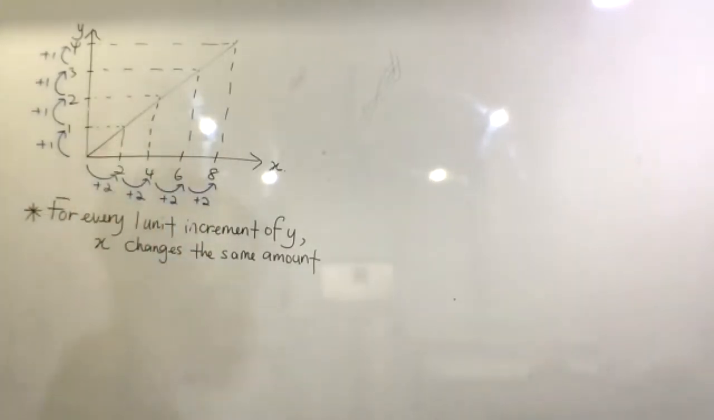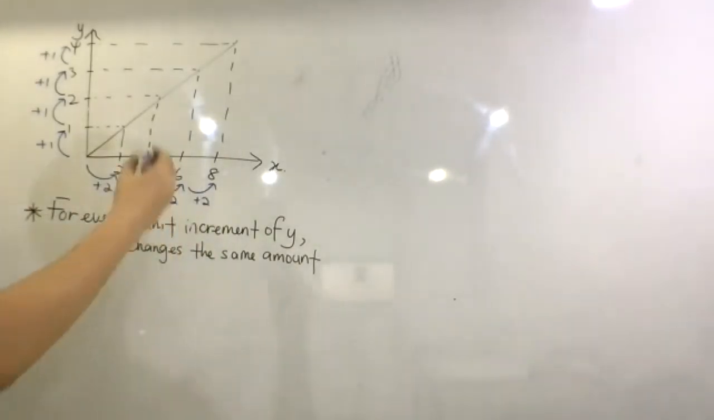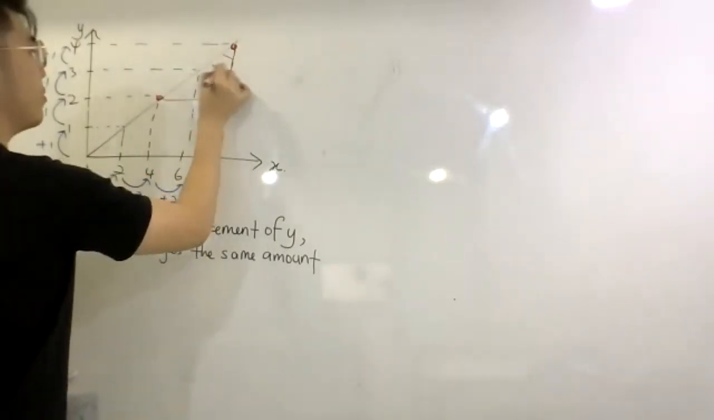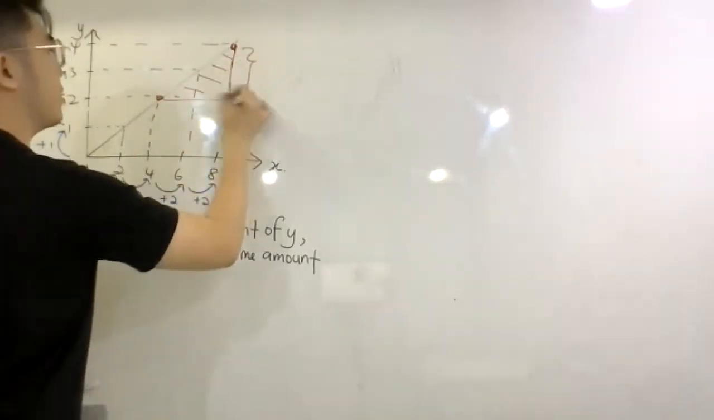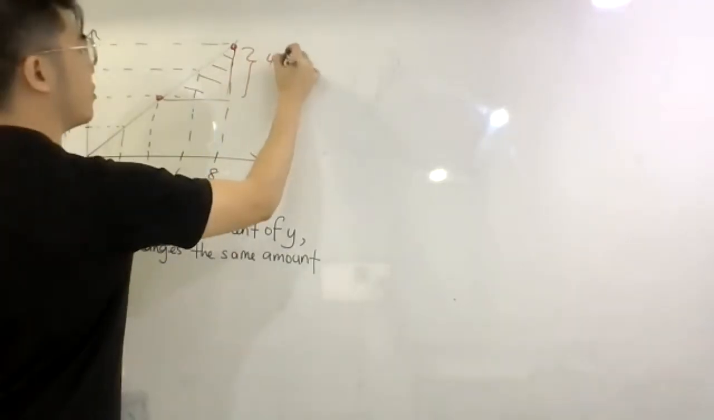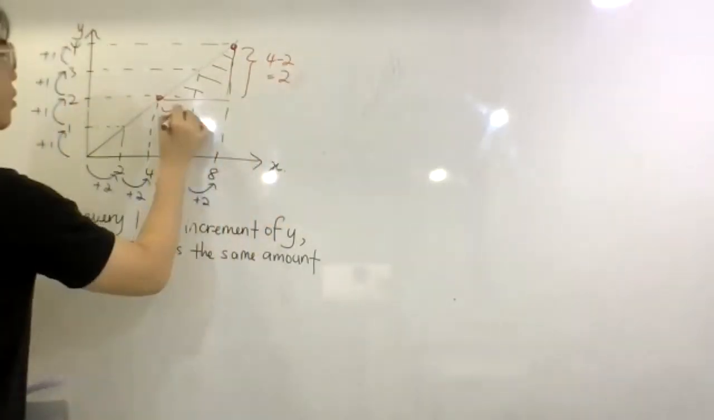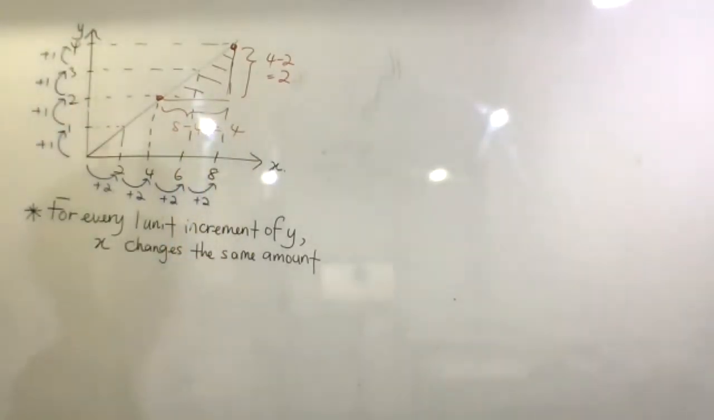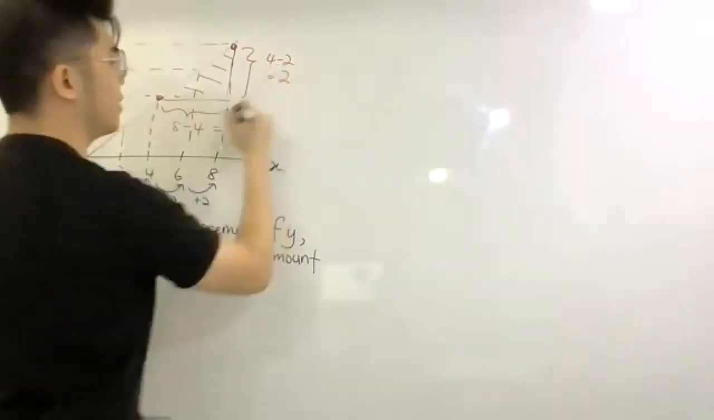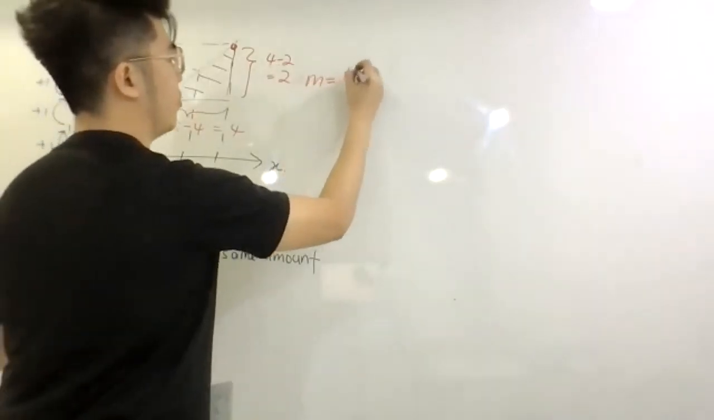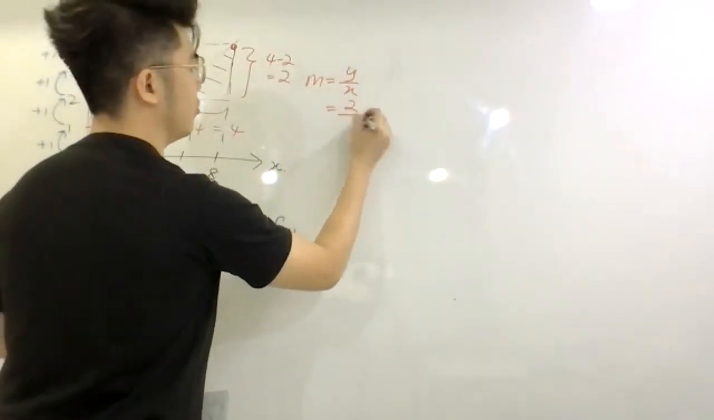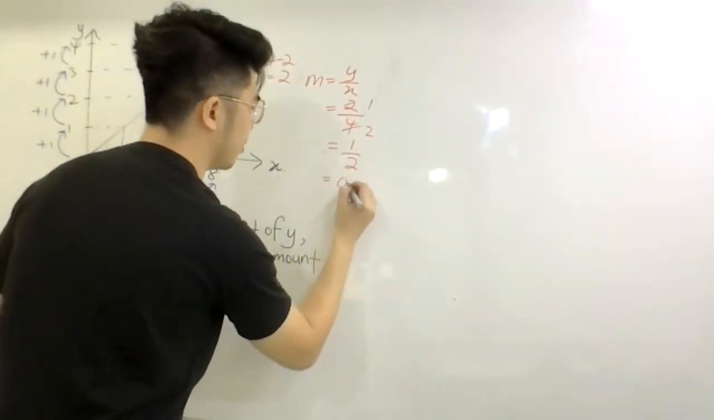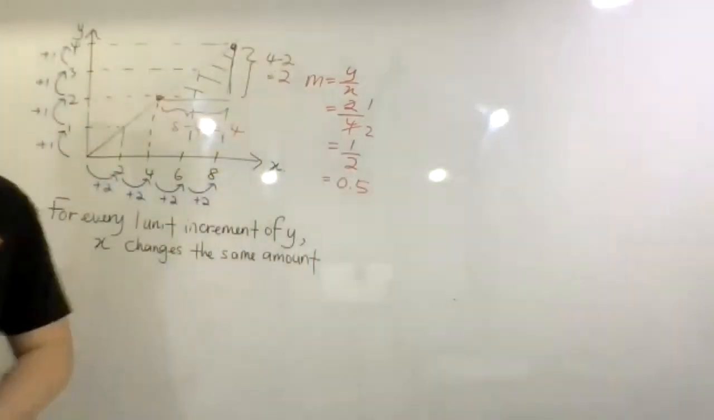You can calculate it using the gradient, right? So here I pick a point, here I pick a point, I draw here this one. Okay, what is this? This one is 4 minus 2, 2. This one, 8 minus 4, 4. Okay, so this is my Y, this is my X. Gradient, Y over X. 2 over 4, 1/2, 0.5. What does this mean?